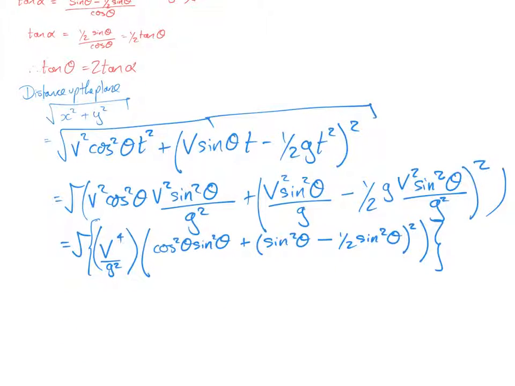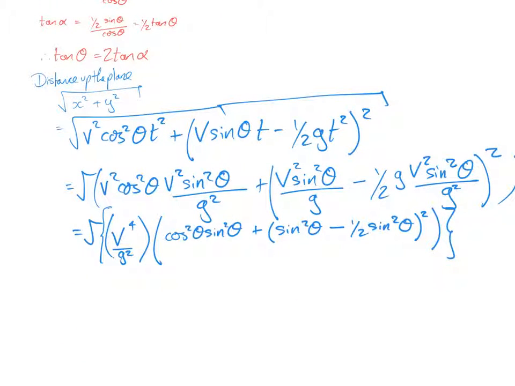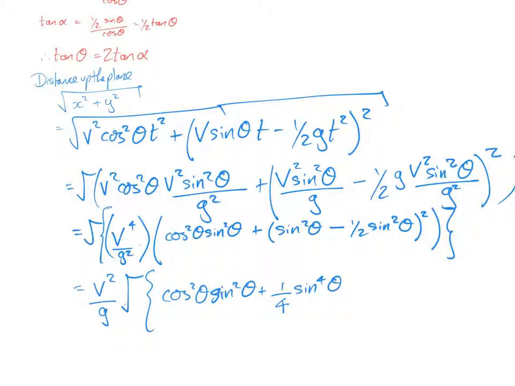Keep going. I think we're on track here. So we take this bit outside the square root and we get v squared over g. Looks good. Okay, but then we've still got the square root of cos squared theta plus cos squared theta sine squared theta. And we've got a half, this is a half sine squared theta, so we're going to square that and we're going to get a quarter sine to the 4 theta.